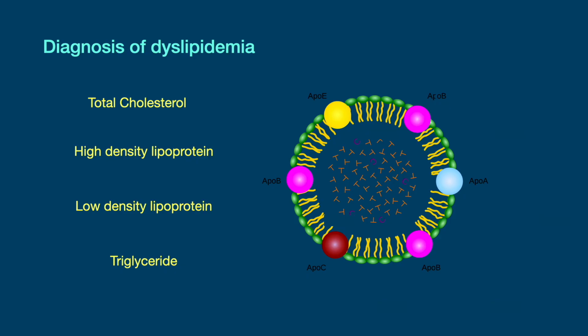NICE guidelines recommend that we should consider the possibility of familial hypercholesterolemia and investigate further if the total cholesterol concentration is more than 7.5 millimoles per liter and if there's a family history of premature coronary heart disease. They also recommend referring people with a total cholesterol of more than 9 or a non-HDL cholesterol of more than 7.5, even in the absence of a first-degree family history of premature coronary artery disease.